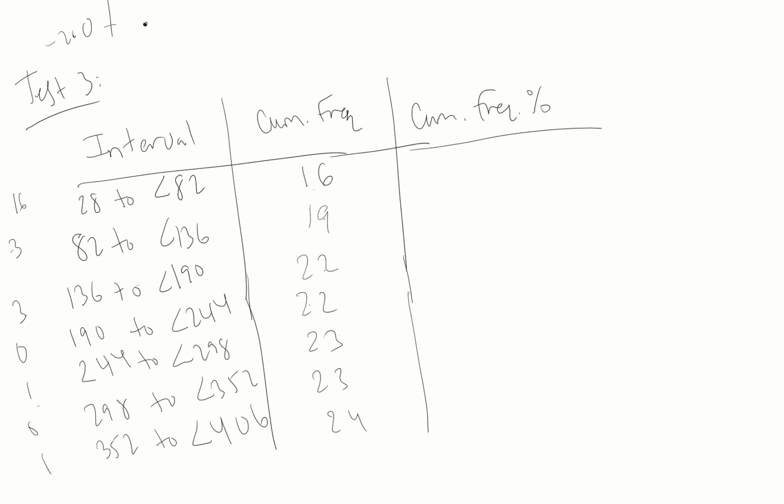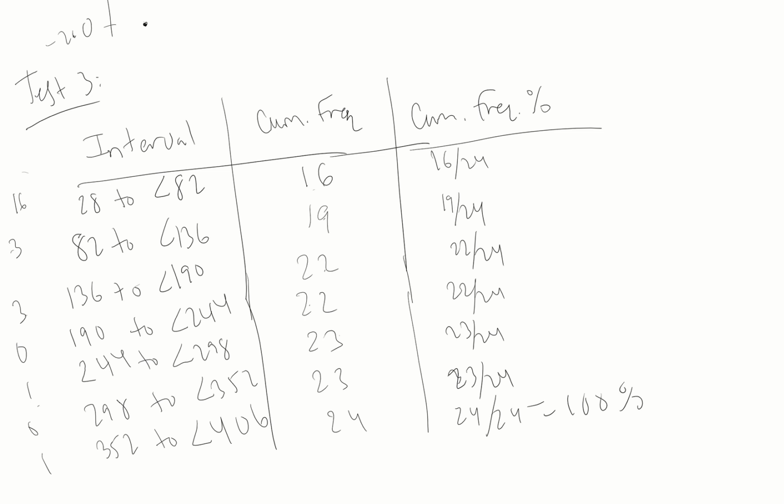And then we're going to do cumulative frequency percent. So we're just converting this into a percent. The total is 24, right? So it's 16 out of 24, 19 out of 24, and then that's going to be 24 out of 24, which is 1. So this is 100%. Let's convert all of these into percent.